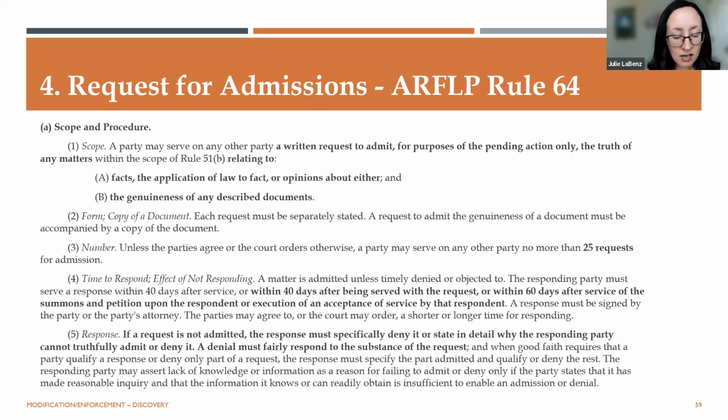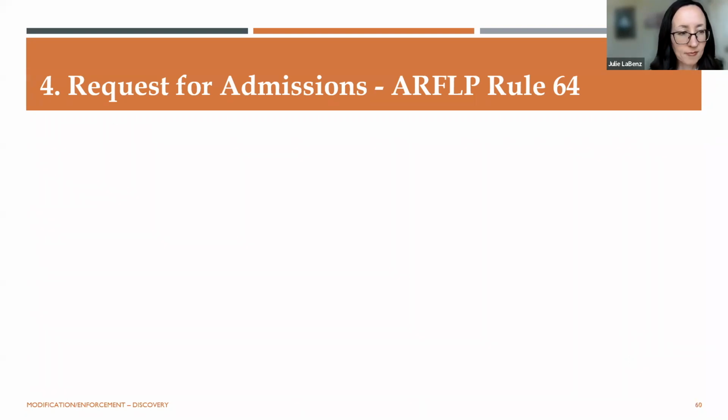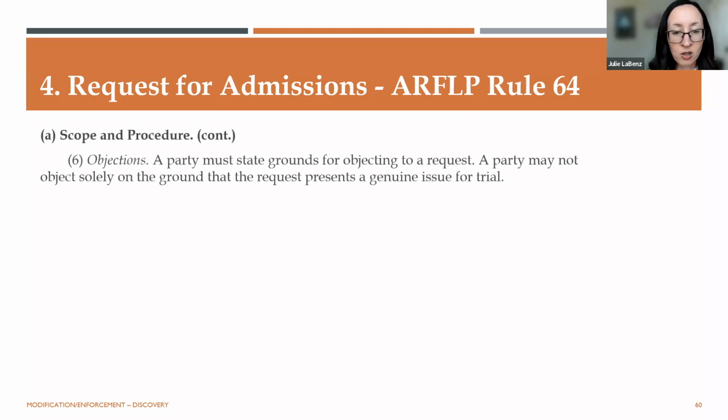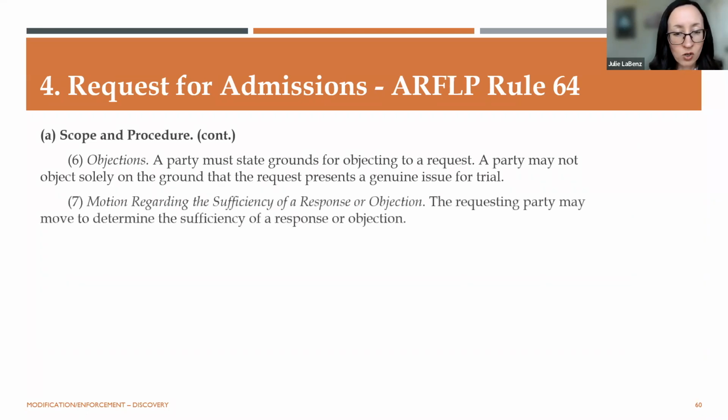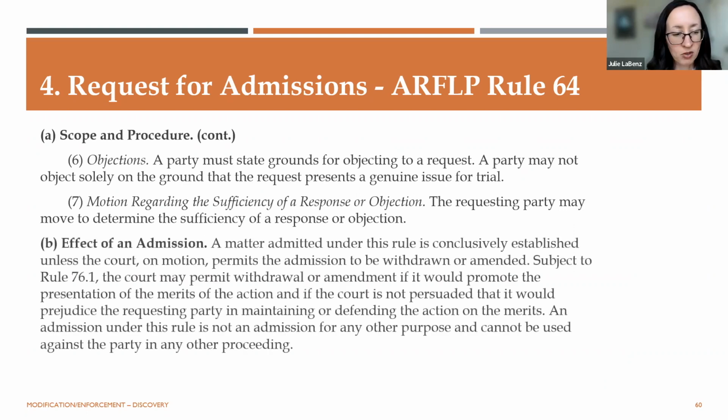If a request is not admitted, so a request for admissions is generally getting you to answer yes or no, or true or false. And so if you're answering false or no, so you're not admitting the statement, then you need to specifically deny it or state in detail why you cannot truthfully admit or deny it. A denial must fairly respond to the substance of the request. A party must state their grounds for objecting to a request, and the requesting party may move to determine the sufficiency of a response or objection if they have questions about that.